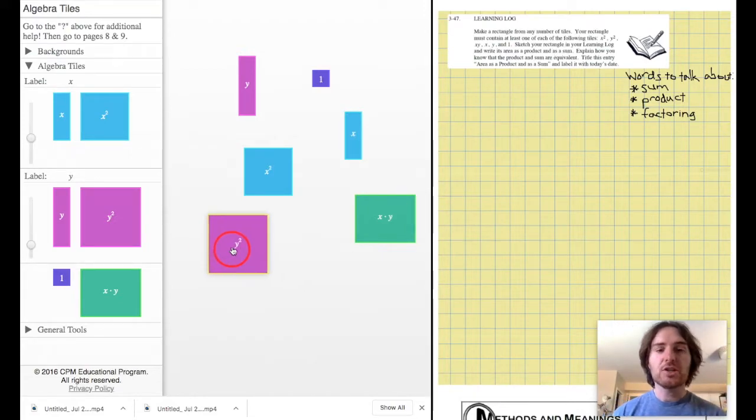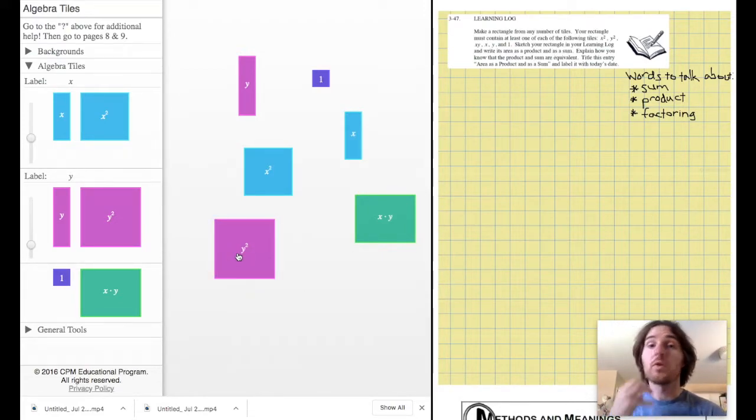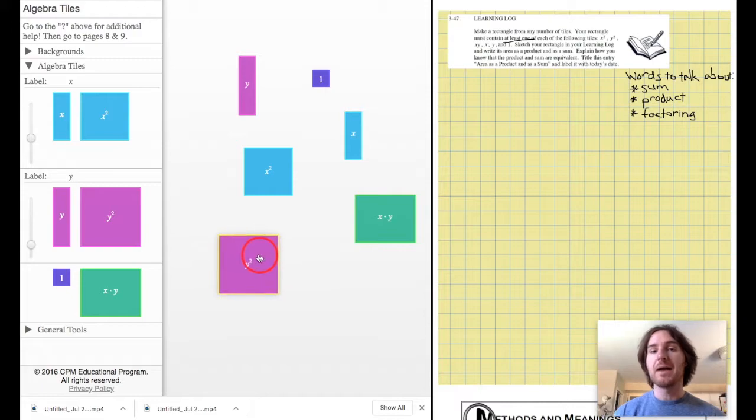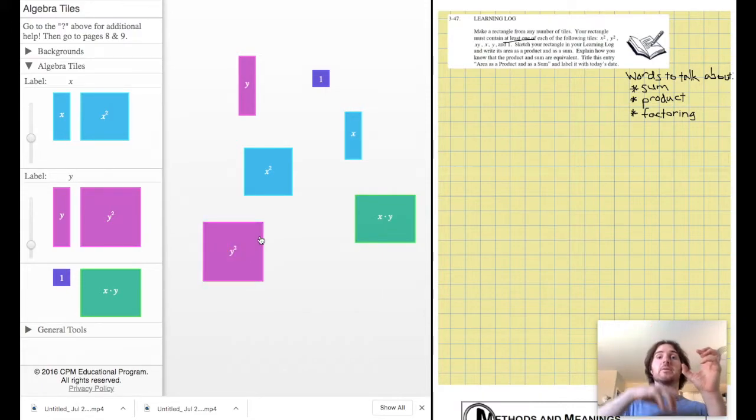Well, let's see if I can actually take this and set up a rectangle with these pieces, or if I'll need more pieces, because if you noticed here, it says at least one of each of the following. So let's see if I can get this here. Well, I have a y squared here. Usually you want to put your biggest square in the bottom left, because then you can build on top of that bigger square. You can figure out what goes next to it.